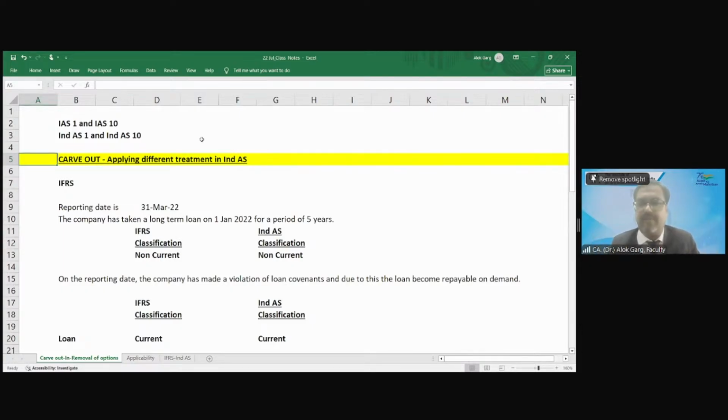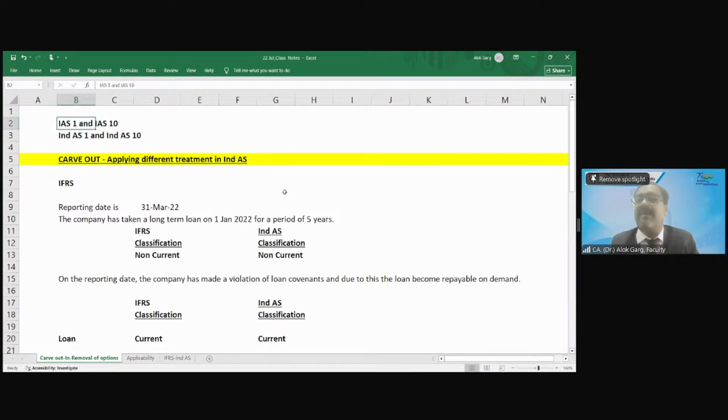In today's class, I will give you one example of carve out, carve in, and removal of option so that you will be able to understand this class of differences. So carve out means applying a different accounting treatment in comparison to IFRS.